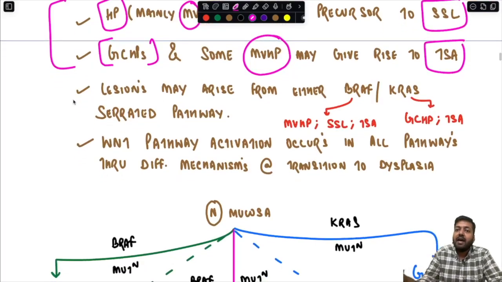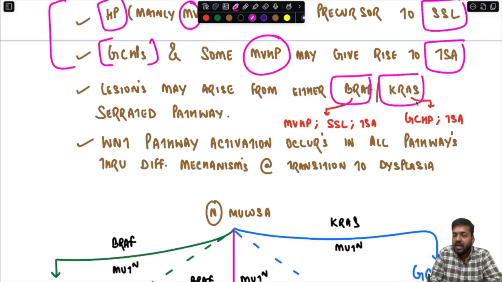Now, lesions may arise via two pathways of the serrated pathway. The serrated pathway also has two pathways. One is the BRAF variety of serrated pathway and another is the KRAS variety of serrated pathway. The traditional serrated adenoma can arise from either the BRAF serrated pathway or the KRAS serrated pathway. Whereas the microvesicular hyperplastic polyp as well as the sessile serrated lesions, SSLs, arise from the BRAF serrated pathway only. Whereas the goblet cell variety of hyperplastic polyp arises from the KRAS serrated pathway.